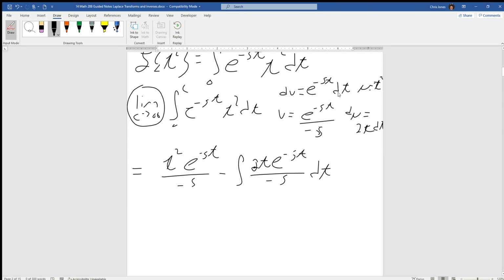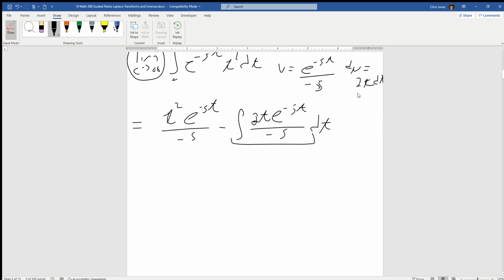To be able to evaluate this integral, we're going to have to do parts again. So we're going to use a very similar definition. Also notice that this becomes a positive because we have two negatives, so that makes things a little bit easier for us. We're going to end up with our dv once again being e to the minus st, and our u we can just define as 2t.